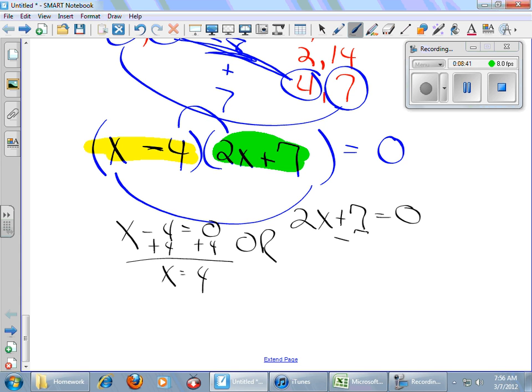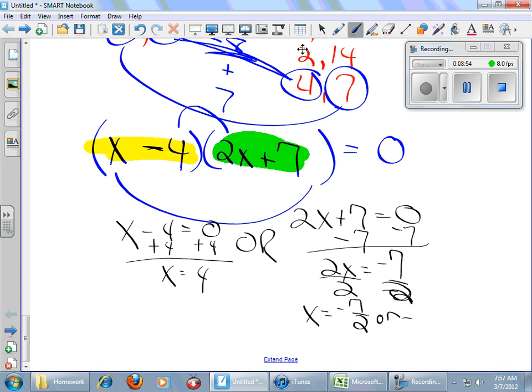I'll subtract 7 from each side. I'll get 2x equals negative 7. Divide by 2. Don't go to a calculator on this, guys. Don't be wimpy about it. x could equal negative 7 halves, or better yet, negative 3 and 1/2. Okay, look, if you know what half of 6 is, and you know what half of 8 is, half of 7 is smack in the middle, right?